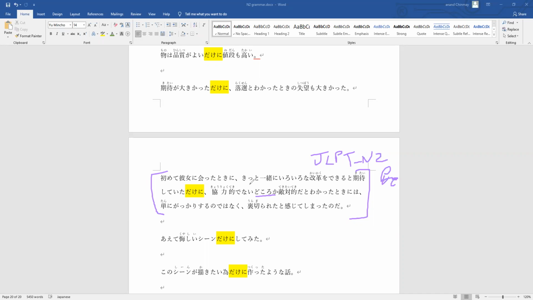So gakkari suru, there are many words revolving around disappointment. So yes, this sentence is important somehow. So hajimete kanojo ni atta toki ni, issho ni iroiro na henkaku ga dekiru to kitai shiteta, I was expecting. Dake ni, just because I was expecting this much from her when I met her for the very first time. Kyoryoku teki denai dokoro ka, being far away, or far away.